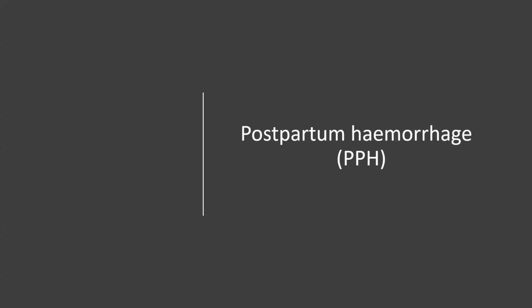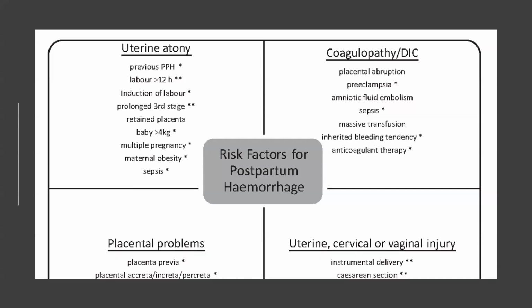Let's talk about postpartum hemorrhage, our biggest problem. So postpartum hemorrhage, also risk factors. You must see the bus coming. So you must look at things that can cause uterine atony. If this patient had a previous PPH, prolonged labor, if you've induced this patient, prolonged third stage of labor, a retained placenta, a big baby, anything that is going to cause over-distension of the uterus, already you are anticipating that patient is going to bleed.